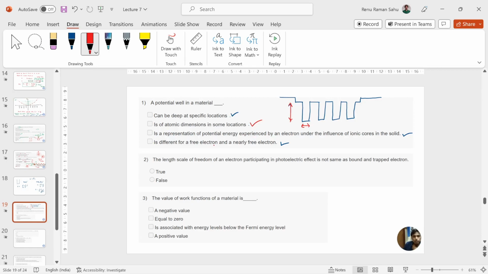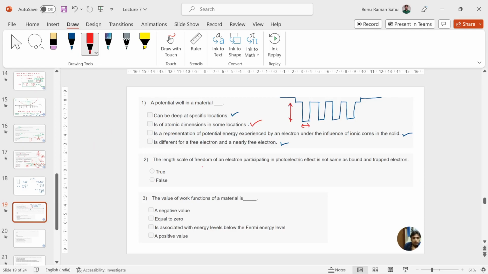And it is different for free electrons and nearly free electrons. This is also correct. So all are correct. For atomic, I felt the atomic dimension is okay, but can be deep was a physics question. That's because the potential energy depth can be anything. Okay, got it. What about the next question?